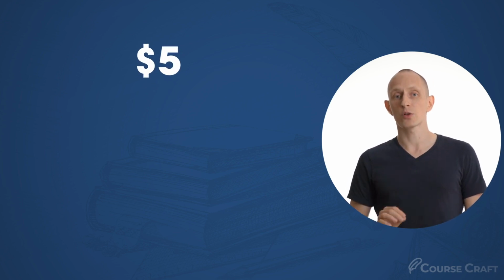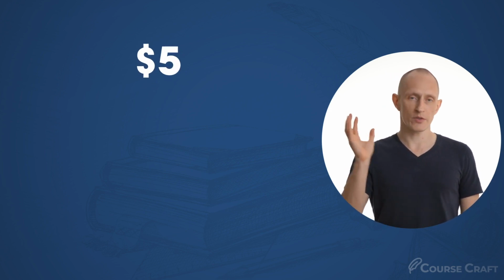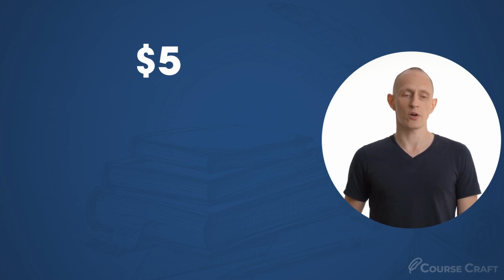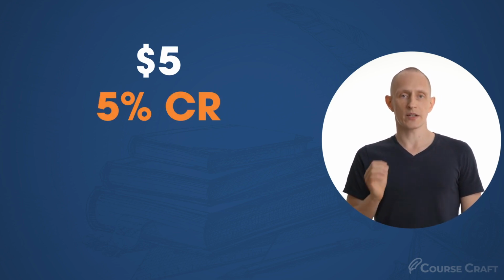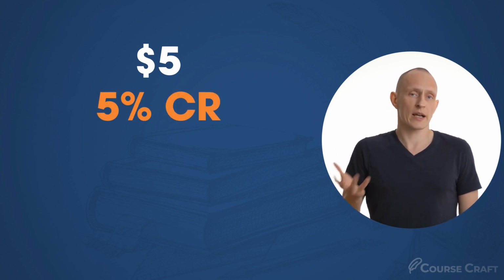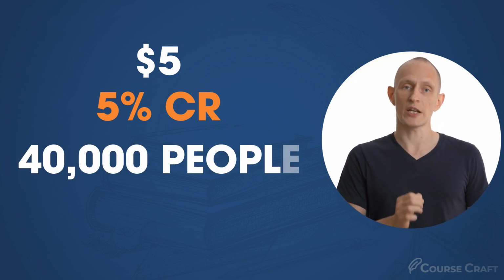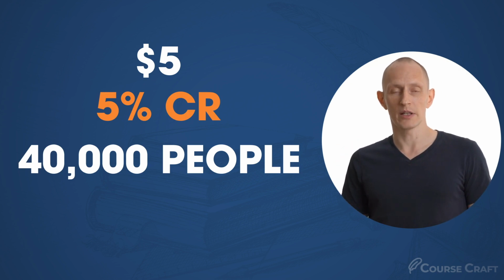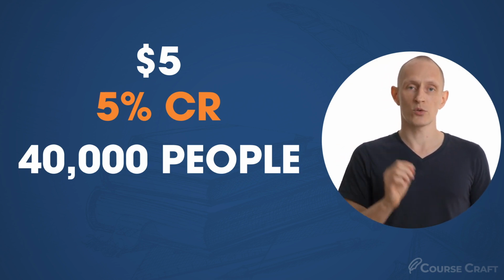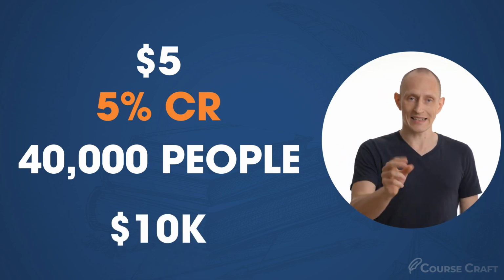At our $5 price level, assuming you have a decent product, decent sales page, and so on, let's say you get a 5% conversion rate. That's a realistic, practical conversion rate to aim for. At a 5% conversion rate, it means that you need to reach 40,000 people in order to get your 2,000 sales, in order to make your $10,000. And this is the key point.